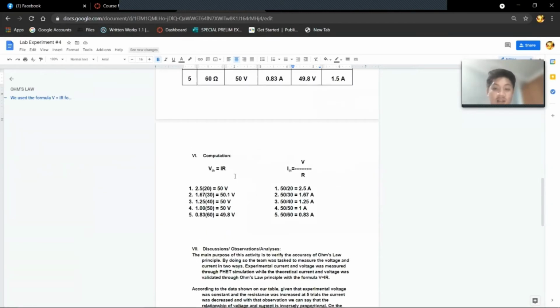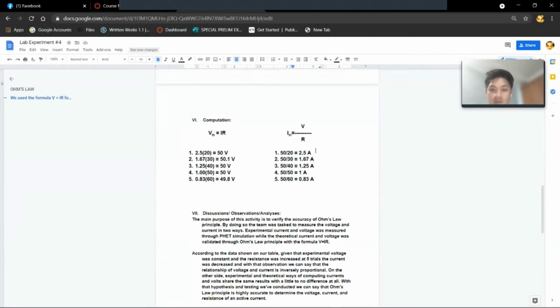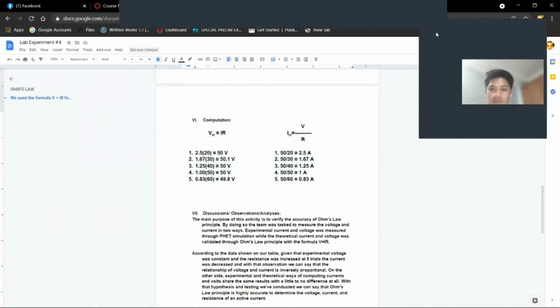Finding the theoretical voltage, the formula is theoretical voltage equals experimental current multiplied by resistance. Meanwhile, the theoretical current is equal to voltage divided by resistance. The computation part of our experiment is done this way. That is all. Thank you.